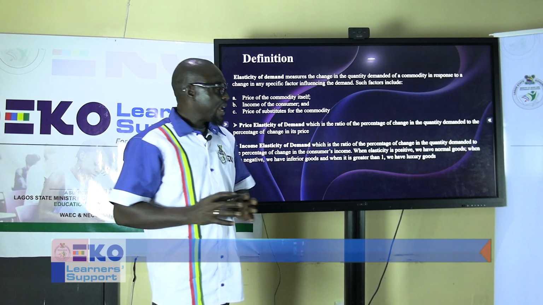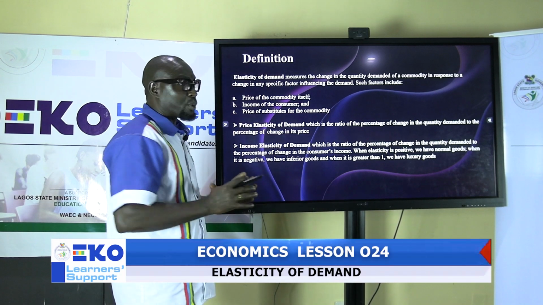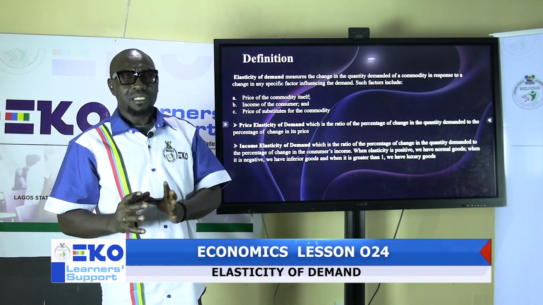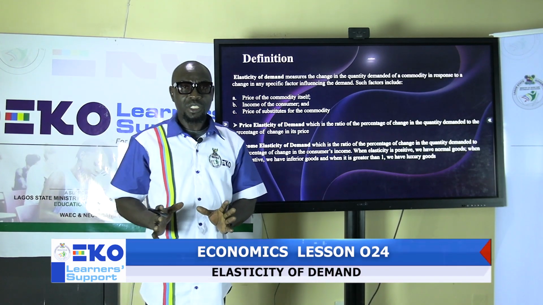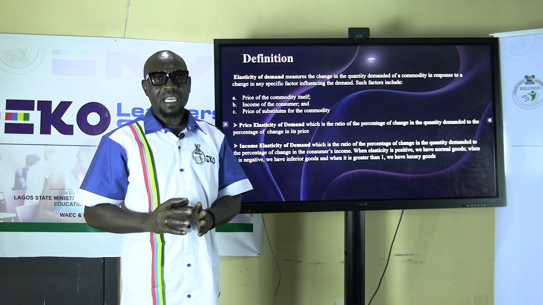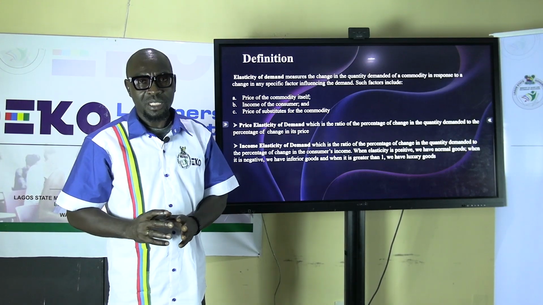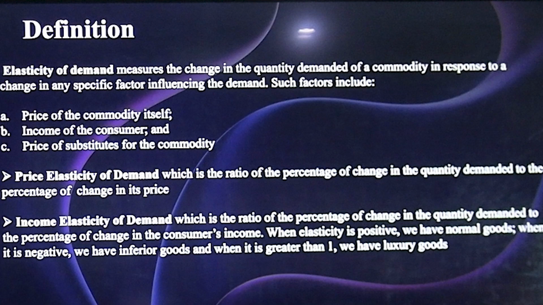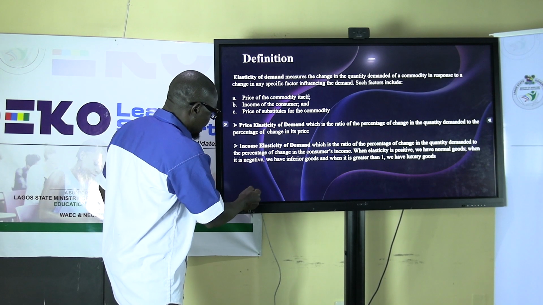Now, when elasticity is positive, it means the commodity is a normal commodity or a normal good. When it is negative, it is an inferior good. And when it is greater than 1, we say it is a luxury good.